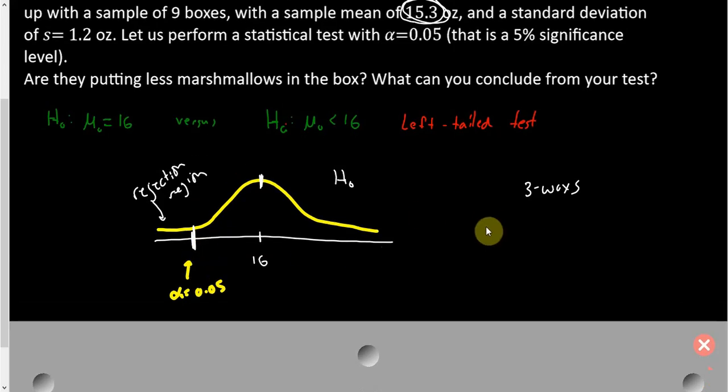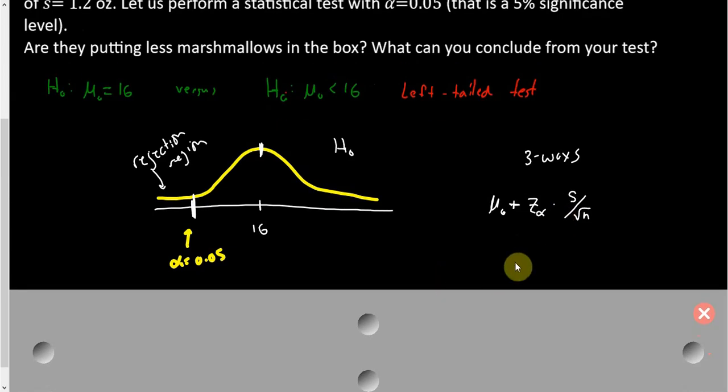So I'll write the formula again so we don't have to try to hold it in our heads. We're going to use the null hypothesized average added to the critical value, which means the z-score that matches an alpha of 5%, times our standard deviation divided by the square root of the sample size. And we actually have all these numbers. Now, we know that the claim is it's 16.